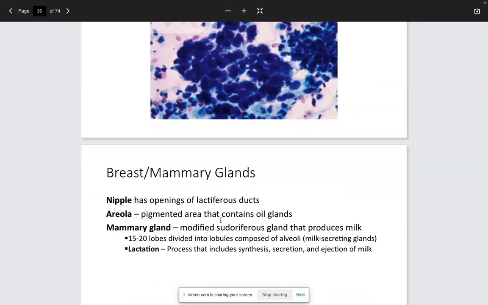Do you guys remember the hormone responsible for causing the mammary glands to lactate and where it comes from? Again, that's prolactin. Do you guys remember where it's secreted from? That's right, it's the anterior pituitary. Good. So prolactin comes down from the anterior pituitary, and it causes the mammary glands to lactate. The mammary glands are going to be a modified sudoriferous gland that produces milk, right? Milk secreting glands. So lactation is a process that includes synthesis, secretion, and ejection of milk.